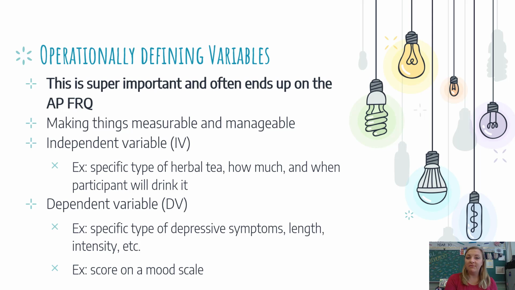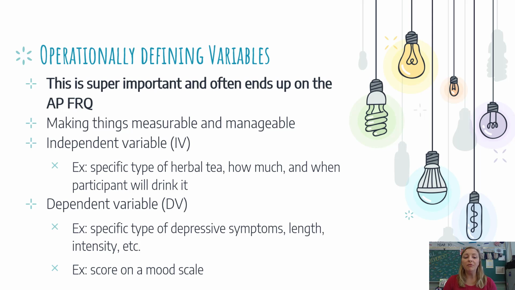So if our independent variable is the herbal tea, how can we make that manageable or measurable? So things that we might consider: what specific type of herbal tea are they drinking? How much of the herbal tea are they going to drink? When are the participants drinking that herbal tea? All of those things we have to be very precise about because they could potentially influence the result of our study.